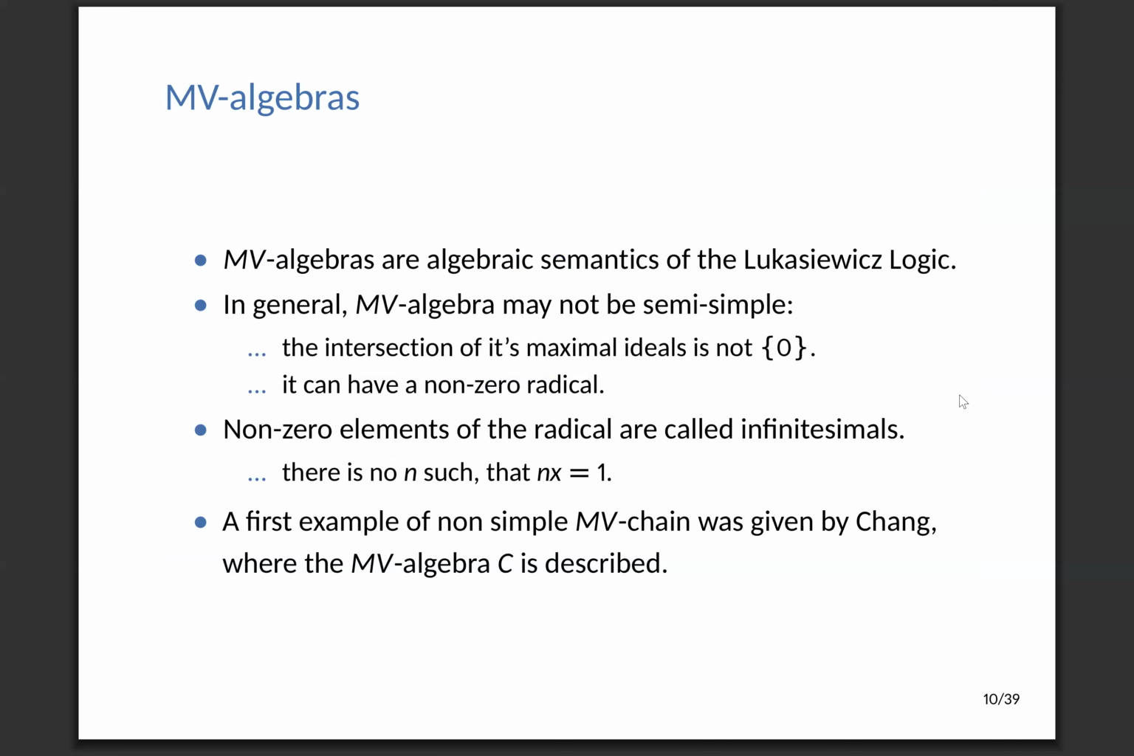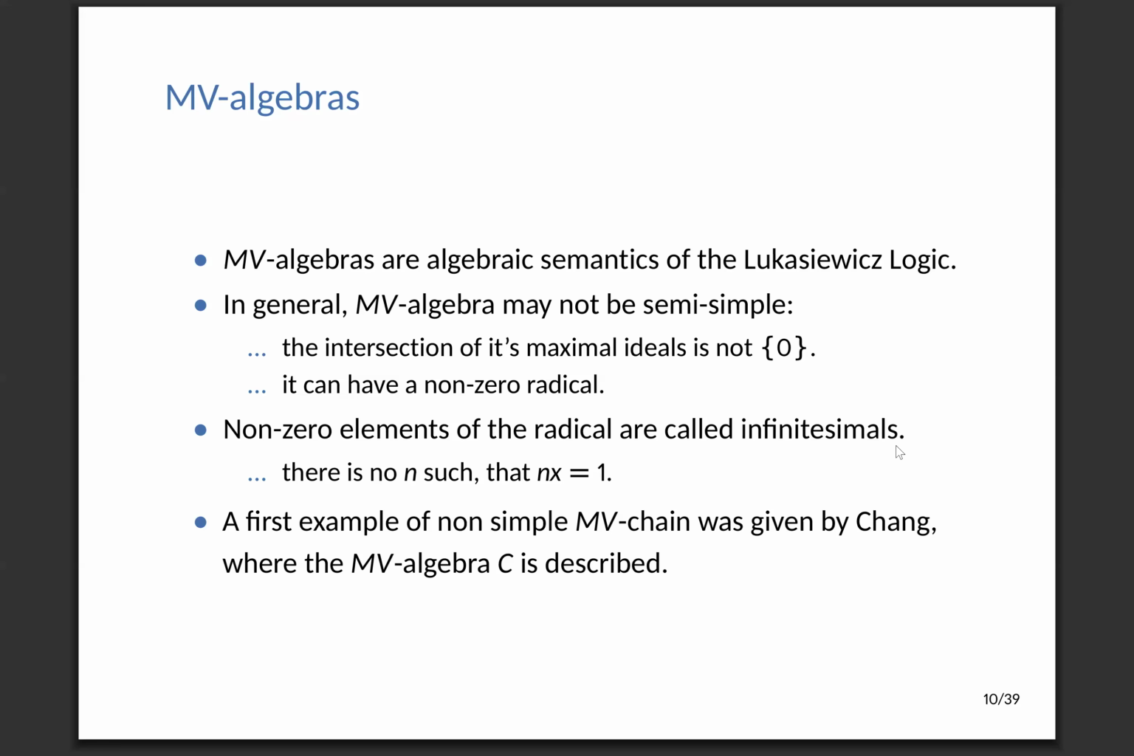And in general, they are not semi-simple, or so their intersection of maximal ideals is not 0. In other words, it has a non-zero radical. And exactly these elements of the radical are called infinitesimals. Why do we call them infinitesimals? Because no matter how many times we add them up to themselves, we cannot get to 1. So there is no such n that nx will be equal to 1.